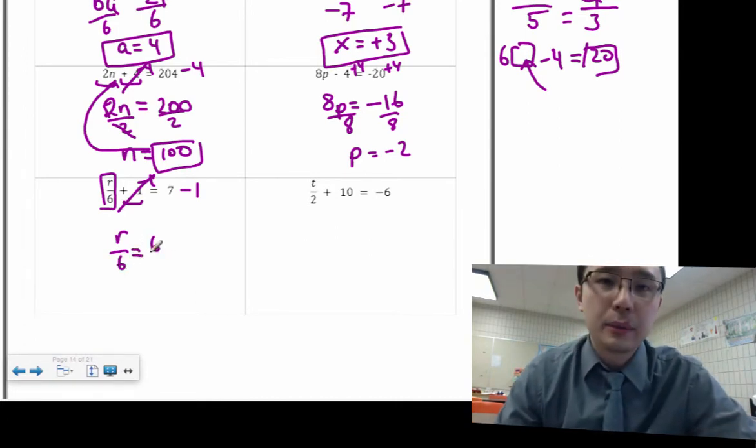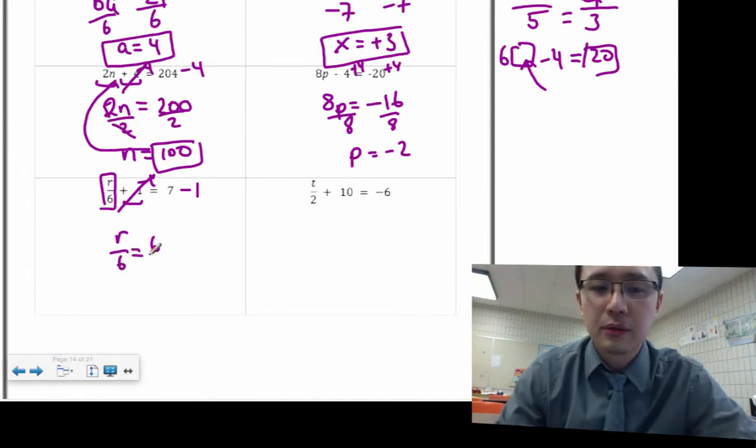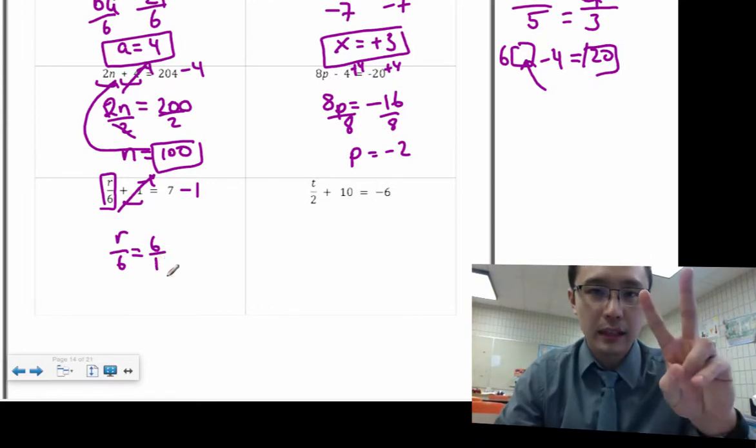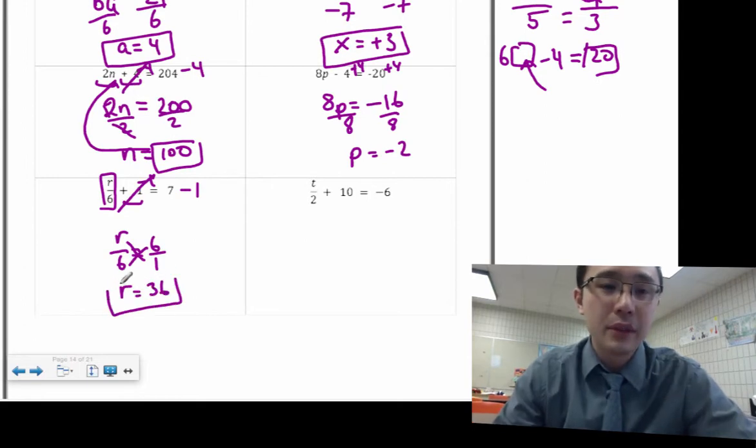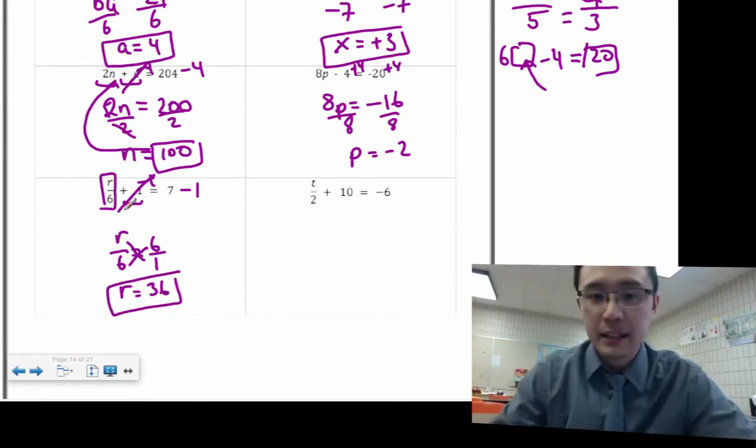I'm going to develop 2 fractions to cross multiply. So drop this invisible 1, 2 fractions and an equal sign, cross multiply. R is equal to 36. Hey, look, I just solved for it, even though it looked like it had a fraction. Same thing for this one.